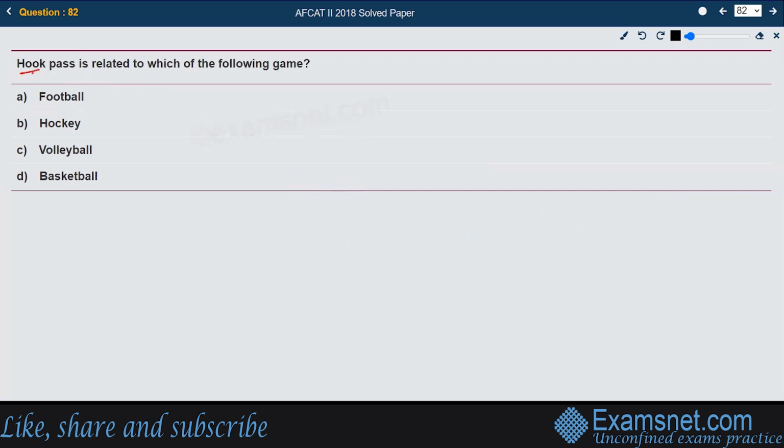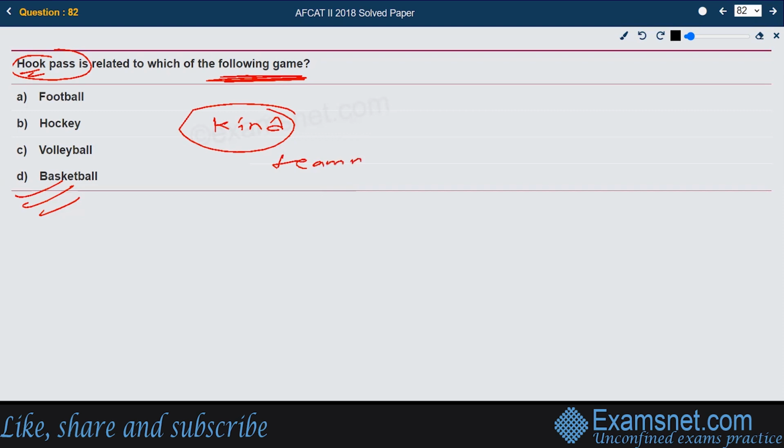Next question: Hook pass is related to which of the following games? The right answer is basketball. It is a kind of pass of the ball. One of the arts of passing the ball between teammates is called the hook pass, and it is associated with the game of basketball.